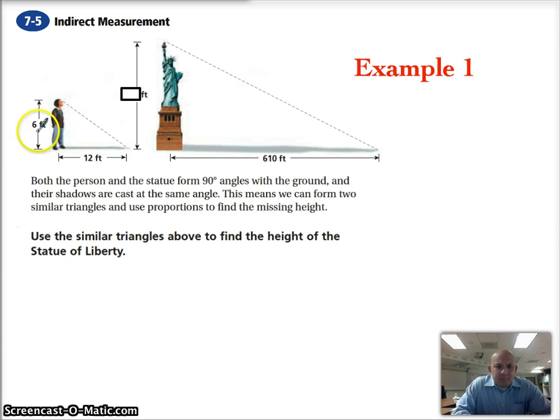We're going to compare corresponding sides, 6 to whatever this will be. Let's call it n. So it's going to be 6 to n, that's one ratio, is equivalent to 12 to 610, these corresponding sides. Notice that the measurements on top are of the man. The measurements below are of the corresponding lengths with regard to this statue. Now we just go ahead and cross multiply.